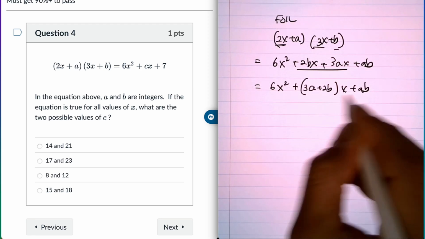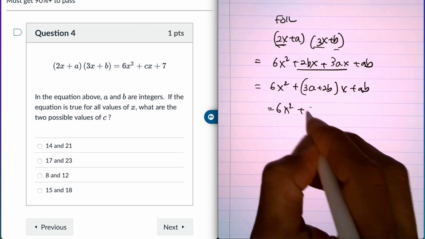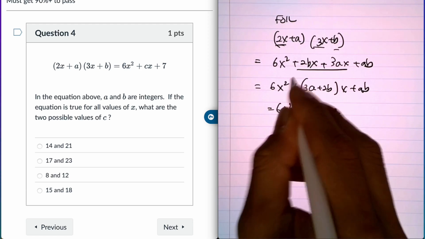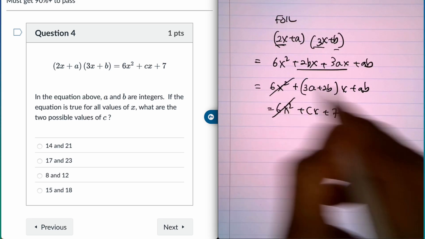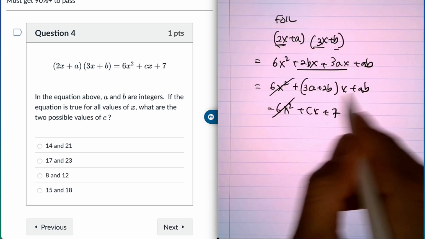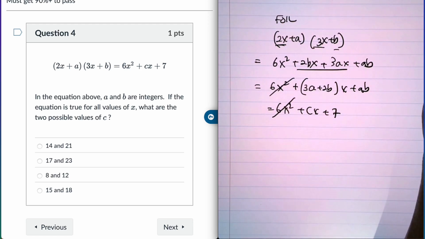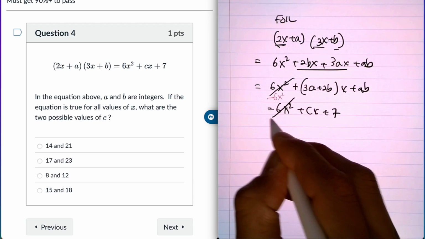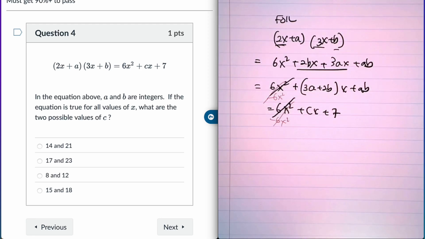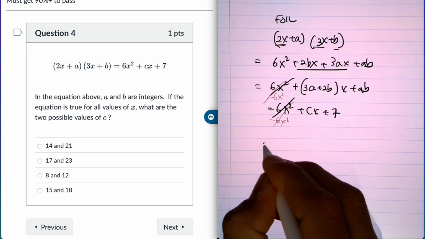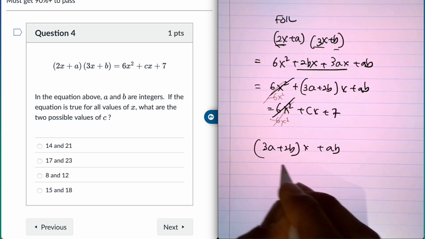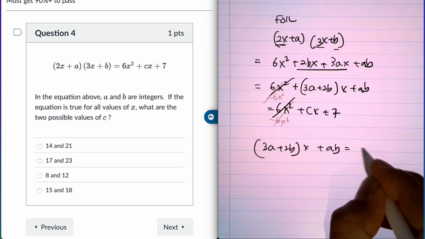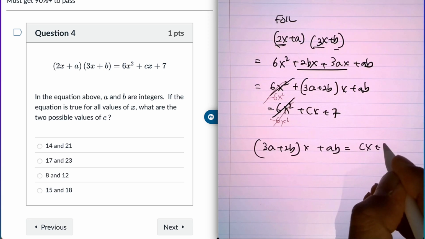Okay, so when you set this equal to 6x squared plus cx plus 7, you're gonna notice that 6x squared can cancel, because this is a part of the equation. When you set these two equal to each other, you can simply subtract 6x squared on both sides, and that's how they cancel. Okay, so we can write (3a plus 2b)x plus ab equals cx plus 7.